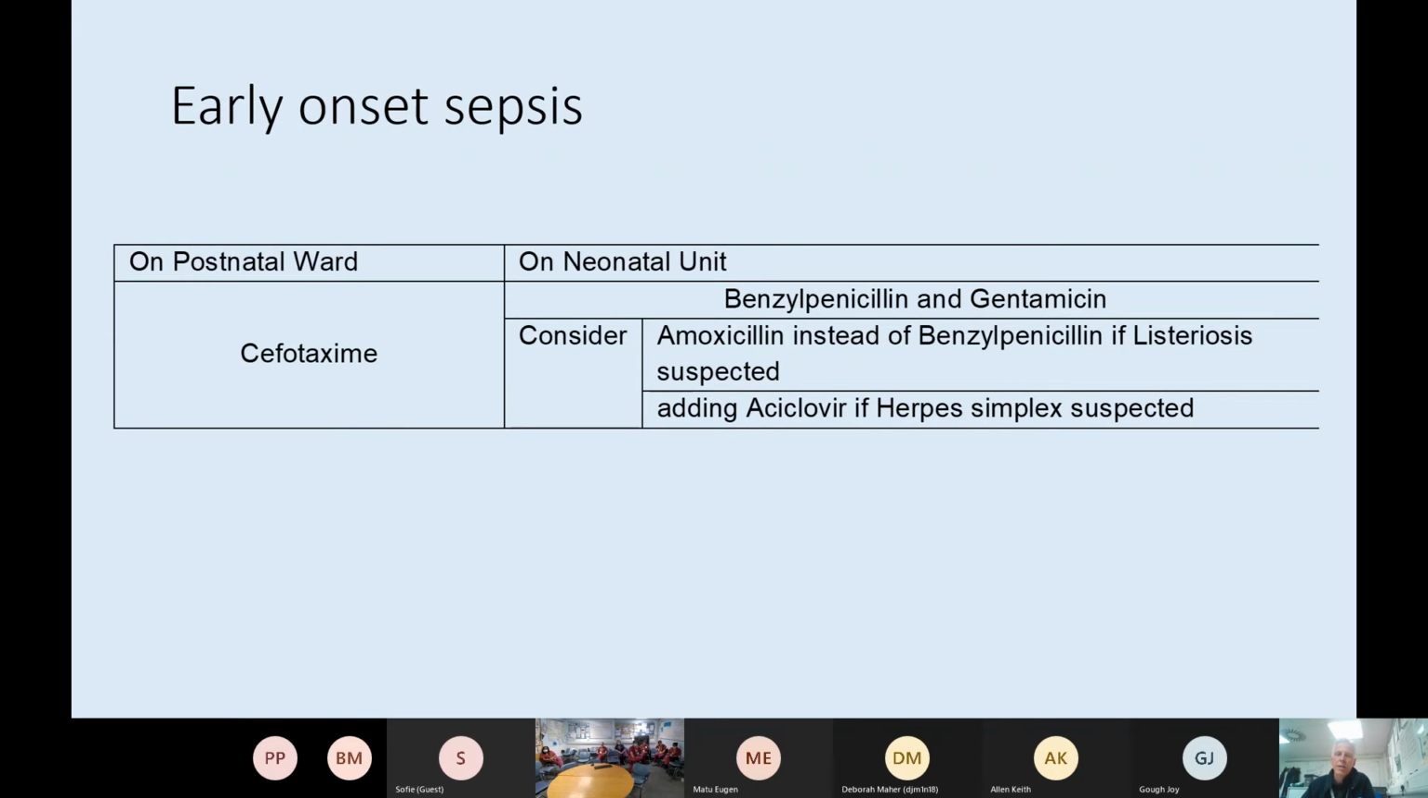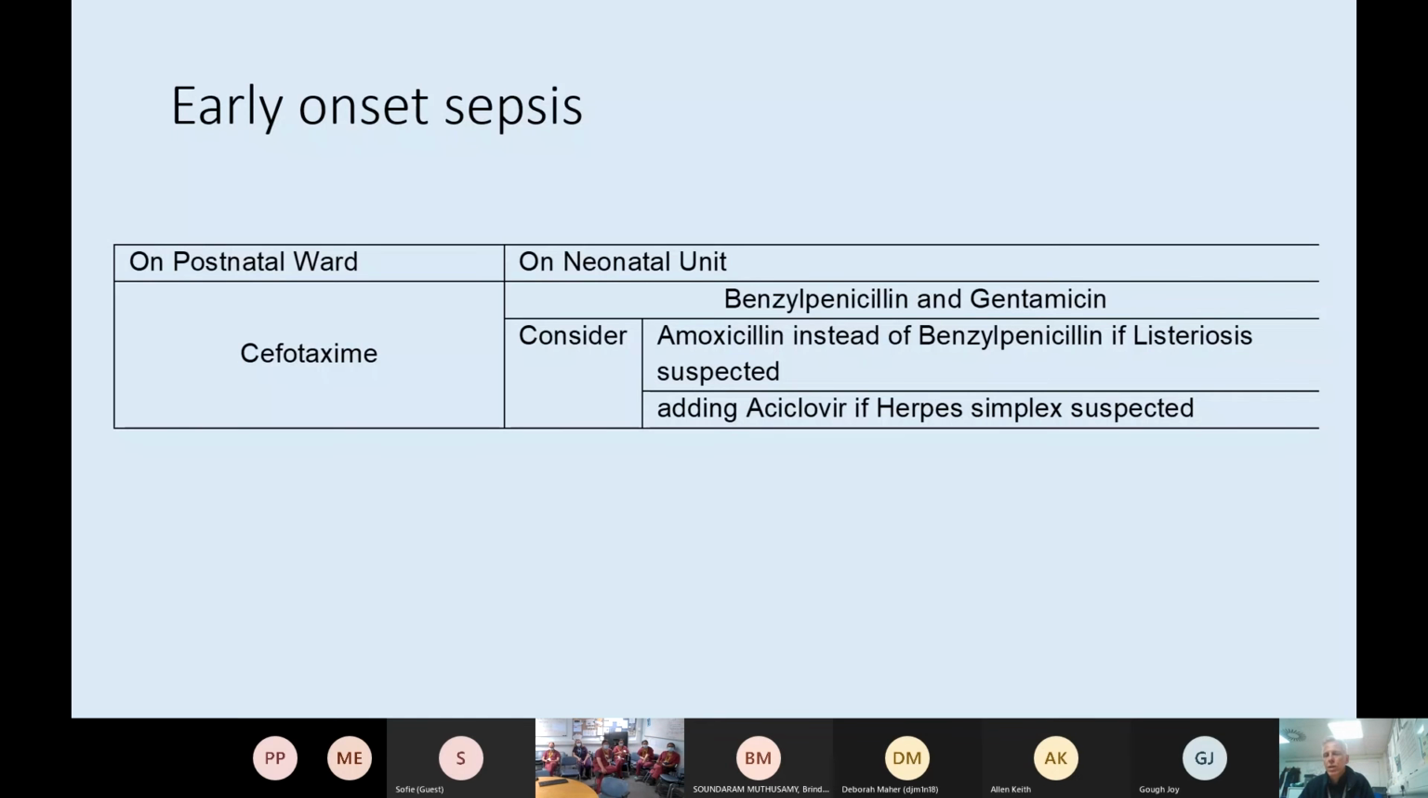I think it's just worth noting that if you're considering listeria as a cause of early onset sepsis in an unwell baby on the neonatal unit, you may consider giving amoxicillin rather than benzylpenicillin. Can anyone tell me what might make you suspicious of listeriosis in the newborn period? Meconium in a preterm baby? Yeah, I think that's probably the most common reason given for starting amoxicillin.